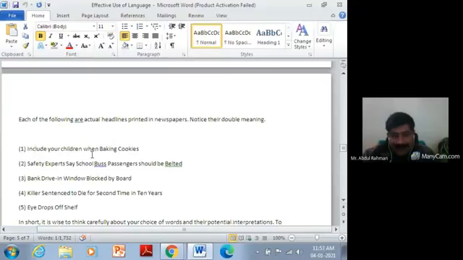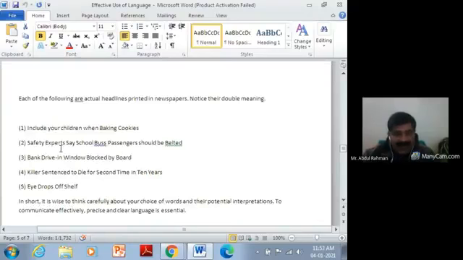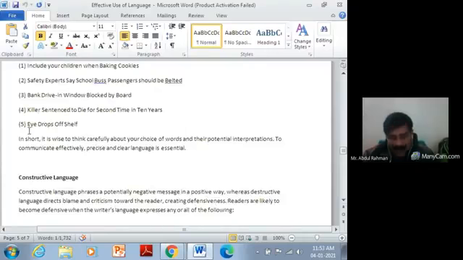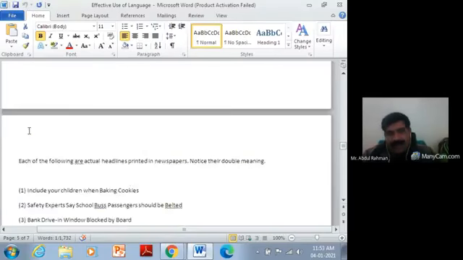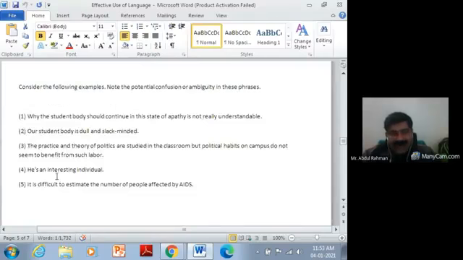For example, include your children when baking cookies, right? As safety experts say, school bus passengers should be belted. Bank driver in window blocked by bolt. Killer sentenced to die for second time in New York. 10 years. Eye drops off shelf. Right. These are some of the headlines from the newspaper, in the printed newspaper. So in such a case, it might be okay, but in this case, it is never okay. In this case, where my cursor is.